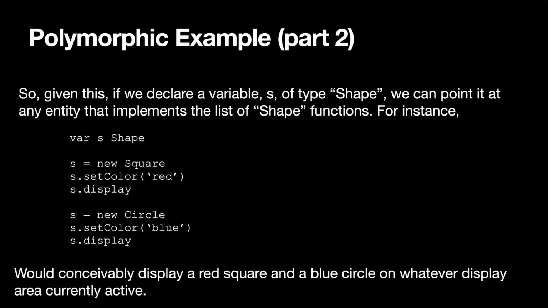So in this case, we're going to create a shape variable, and we're going to point it at a square instance. Now, square is already going to be predefined someplace as being a shape. And we can set its color and display it. And then we can do the same thing with a circle. If we did it following the pseudo code snippet above, we would see on our screen or in our display area someplace a representation of a red square and a blue circle, depending on how their display functions were implemented.